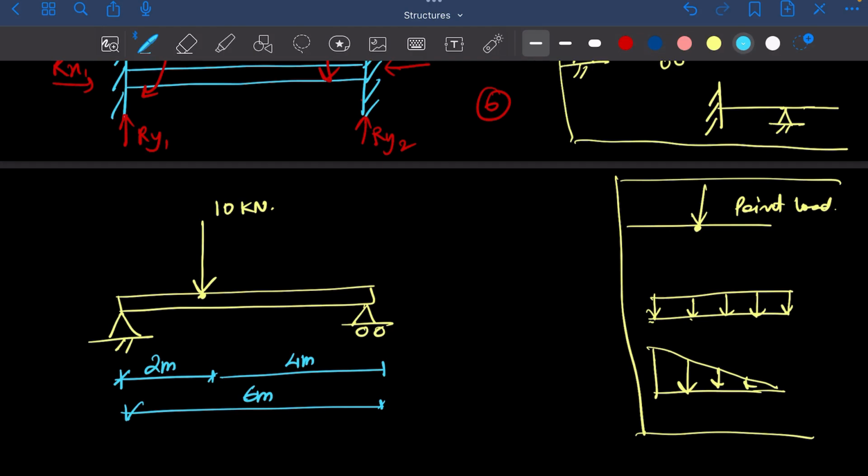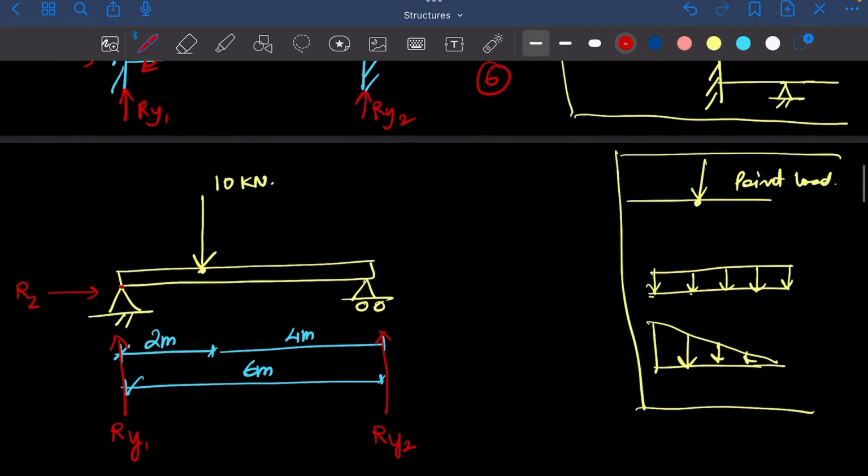All right. Now, let's also write down the reactions that occur. So this is a hinge support, so we know what would be the reaction. Ry, Rz. This is going to be Ry again, but let's say this is Ry1, this is Ry2.